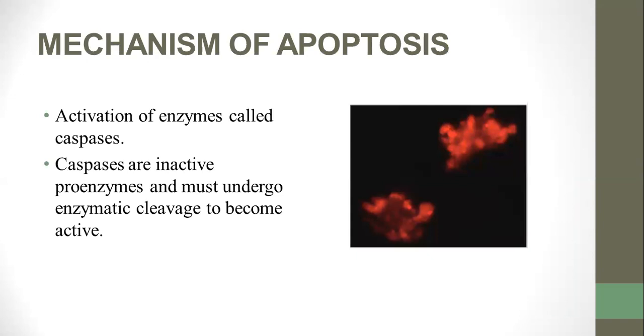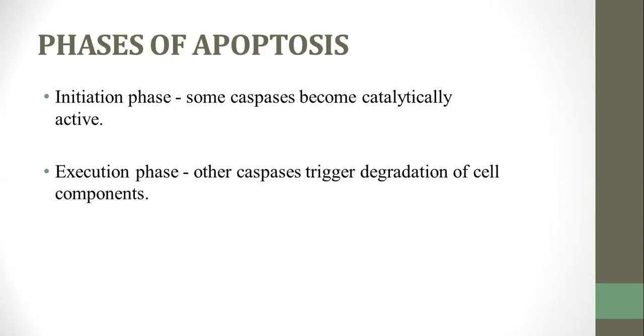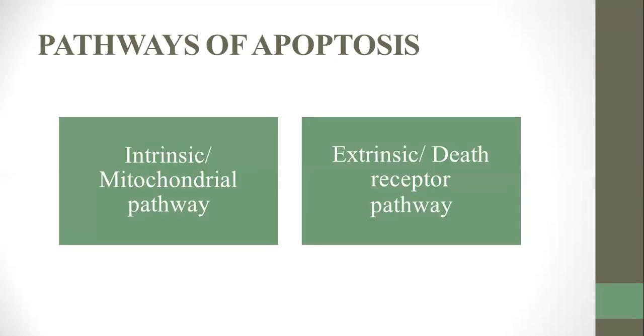Now, regarding the mechanism of apoptosis, there is activation of enzymes called caspases. These are inactive proenzymes, and they undergo cleavage before they become active. There are two important phases of apoptosis: the initiation phase, in which some caspases become catalytically active, and then the execution phase, in which other caspases stimulate the degradation of cell components. In the initiation phase, there are two pathways: intrinsic, or mitochondrial, and the other pathway is extrinsic, or death receptor pathway.